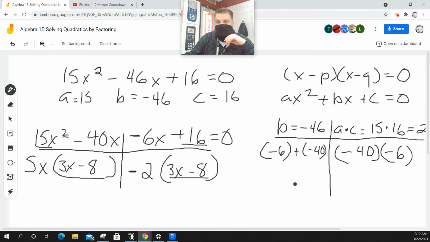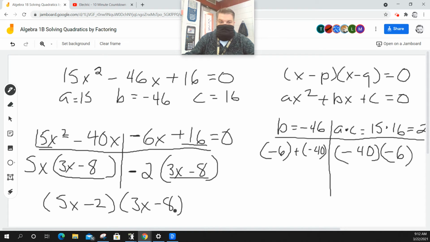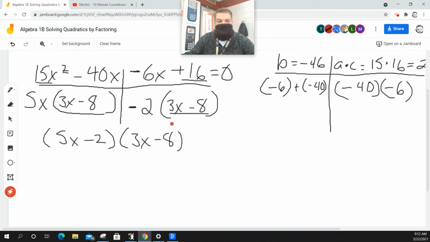Okay? So then this factors to 5x minus 2 times 3x minus 8. Okay? I got the 5x minus 2 from here. And basically what I'm doing is I'm factoring out 3x minus 8 from all the terms. So now that's set equal to 0 still, right? This is set equal to 0.